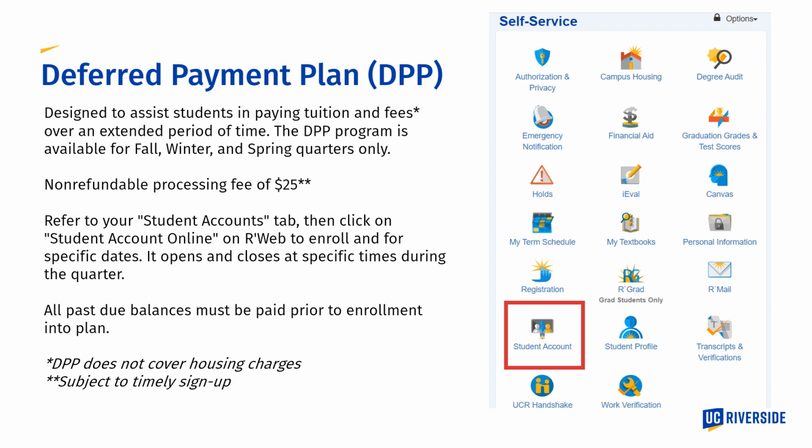Students who would like to sign up for DPP will need to refer to their Student Accounts tab, then click on Student Account Online on our web to enroll. It opens and closes at specific times during the quarter. All past due balances must be paid prior to enrollment into the plan.